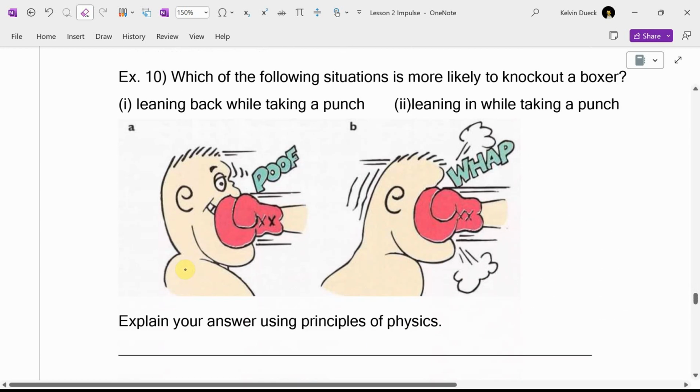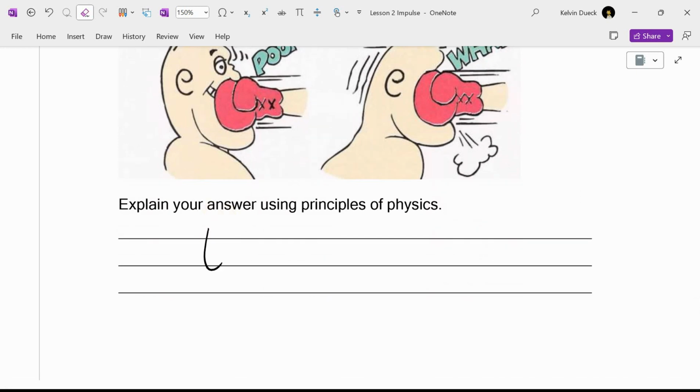Hey, what's more likely to knock out a boxer? Taking a punch while leaning back or taking a punch while coming in? Why? Would there be more force? Less time. Same impulse because the glove's going to come to a stop. So the glove's going to give all of its momentum to the person's face. It's the same change in momentum, the same impulse over less time. So time decreases. I agree with you then, Jaden. Force increases. Same impulse.